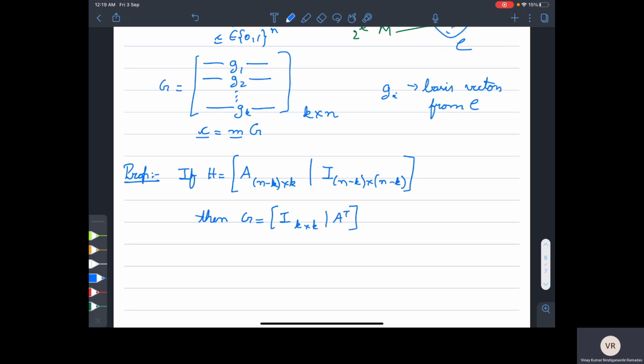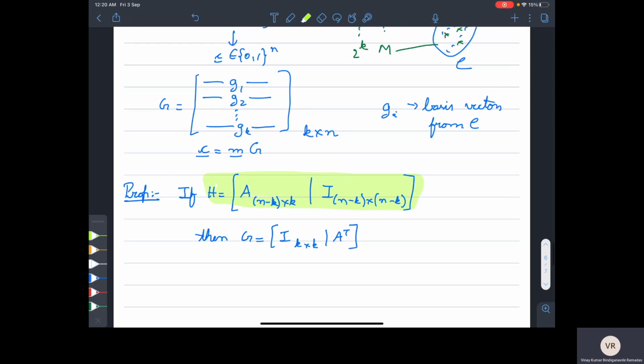Okay. So if your parity check matrix is in this particular form, you can find the generator matrix in a simple way. Even if the parity check matrix is not in this form, it can be brought into this form using some row operations in order to use this particular result.